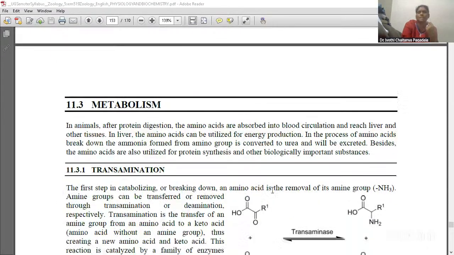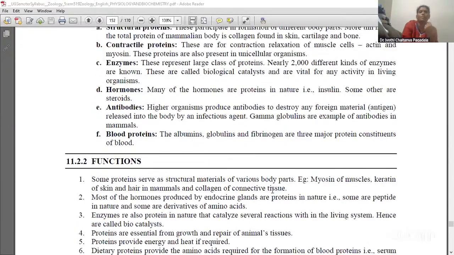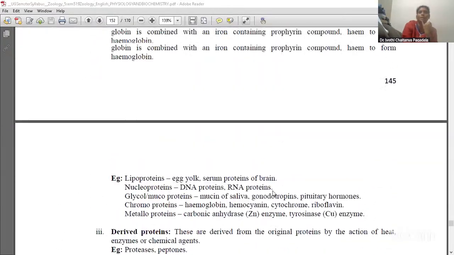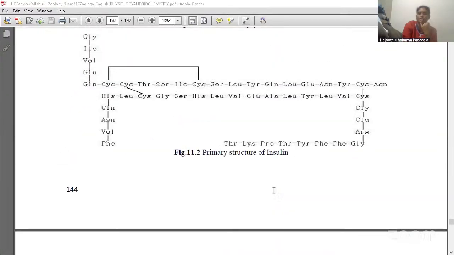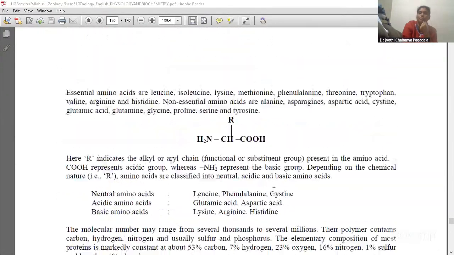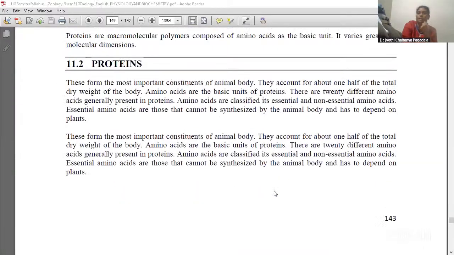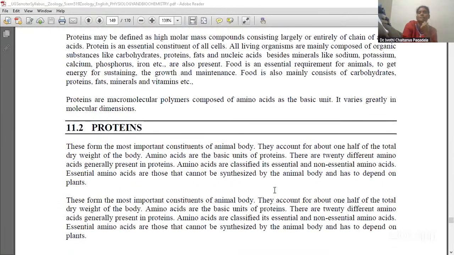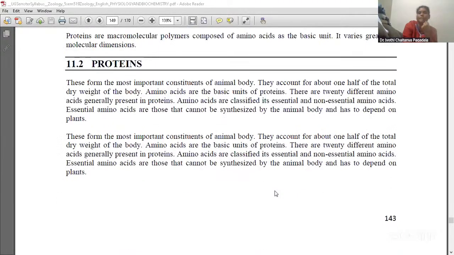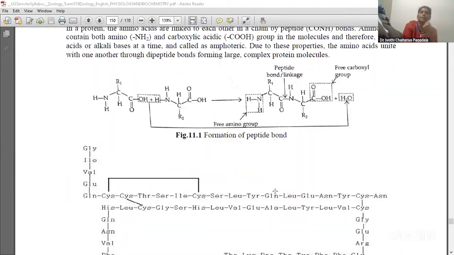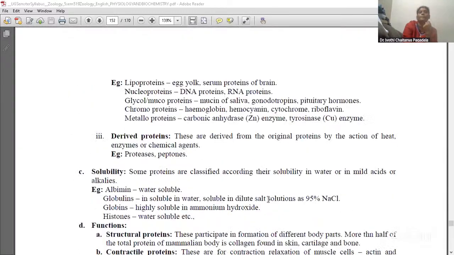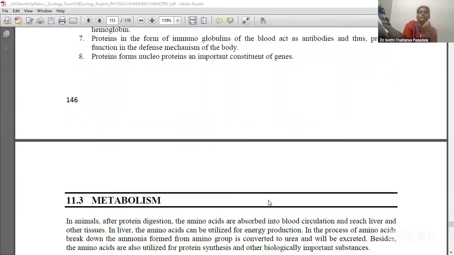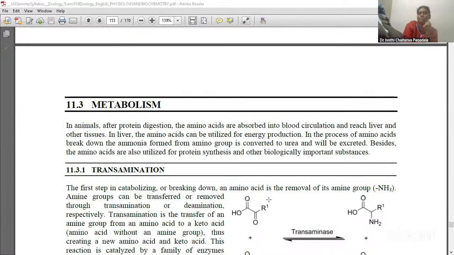This is about the introductory part of proteins and the protein classification and the structure of protein, how protein looks like, what mechanism is performed by the protein, what the uses of protein are, where the protein is present, and what the functions of the protein are.